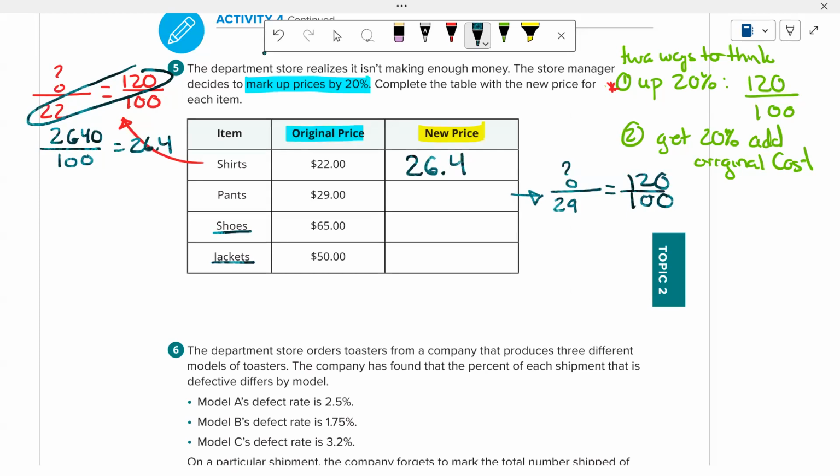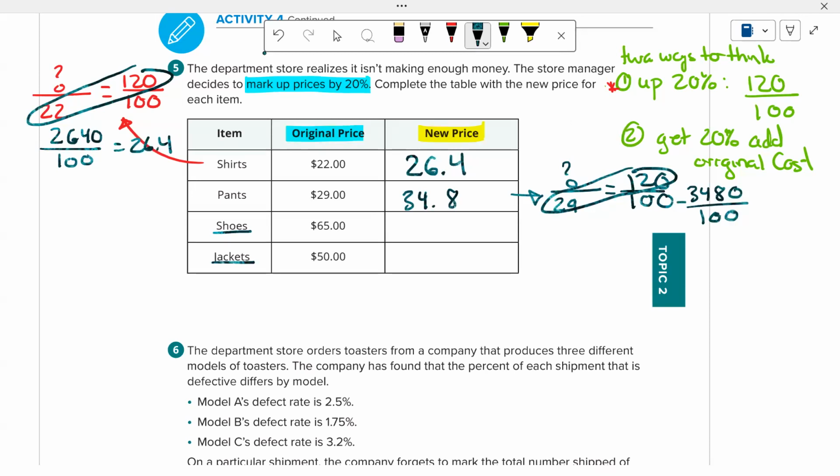Oh, okay. What's going on with my calculator? 120 times 29 divided by 100. $34.80. Oh, I did the math. I didn't show my work. Bad. Bad for Mr. Christian. So it's 3,480. 3,480 divided by 100.